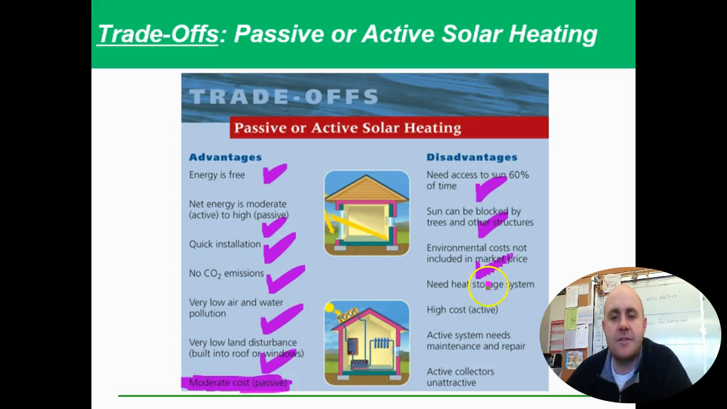The environmental costs aren't figured into the system. How much environmental cost is there in building the photovoltaics, for instance? Not figured in. You need a heat storage system of some kind in your house, so you have to add that expense in. That initial cost is very high to put in photovoltaics and stuff like that. Then you have to maintain and repair the system, and the collectors, the panels and stuff, might not be pretty to look at.